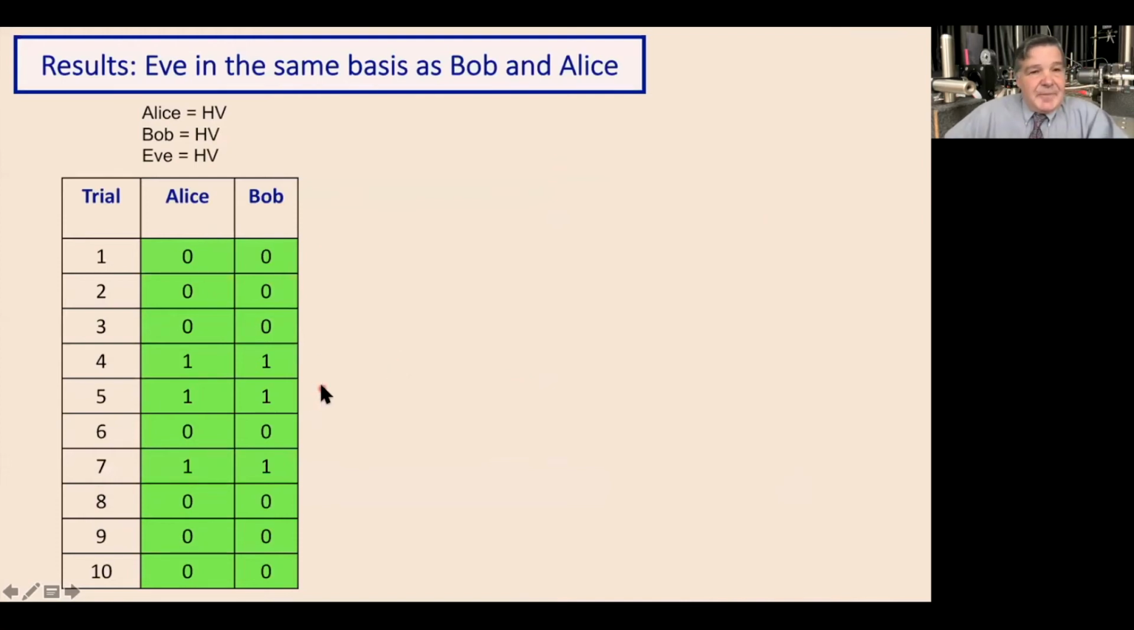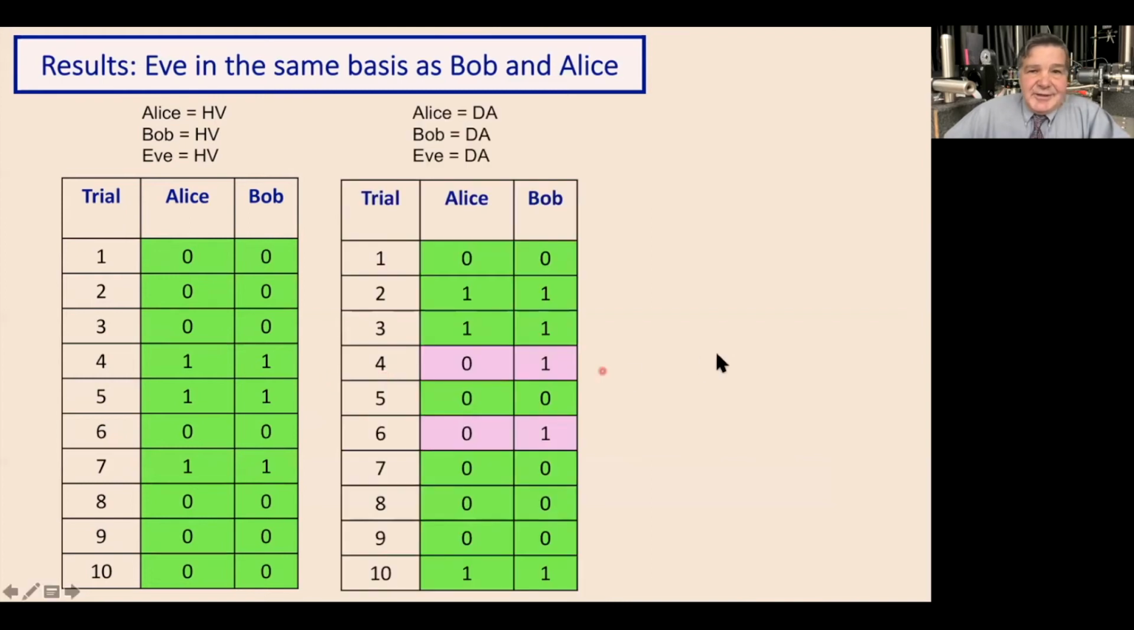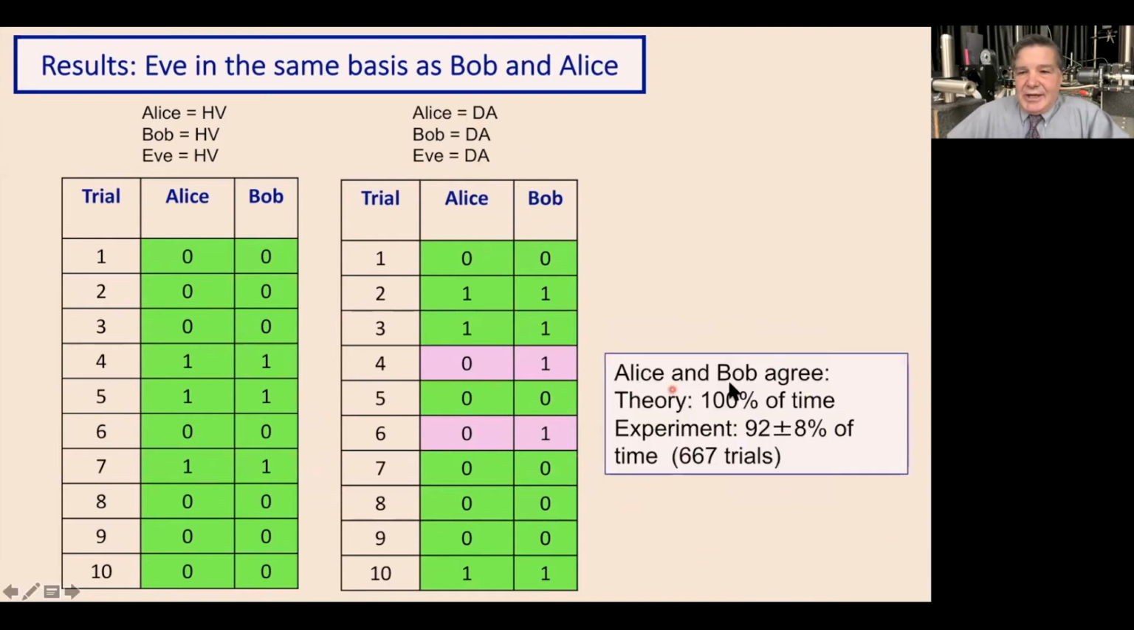We did many. If all three have the same basis, everybody agrees. Alice and Bob don't know that Eve is there. And the same thing for diagonal, although we did have a couple of errors here. In theory, Alice and Bob should agree 100% of the time, but experimental imperfections led us to have only 92%.